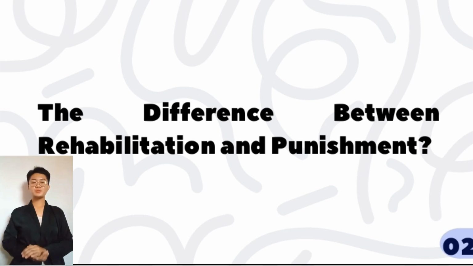Like, punishment in criminal justice means giving penalties like jail time or fines to people who break the law to hold them accountable for their actions.